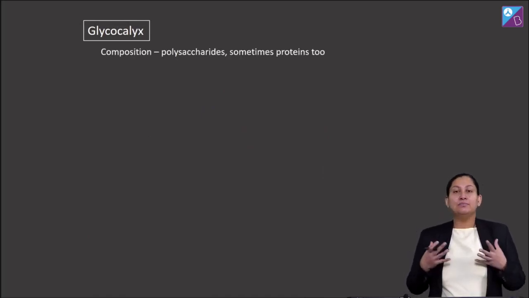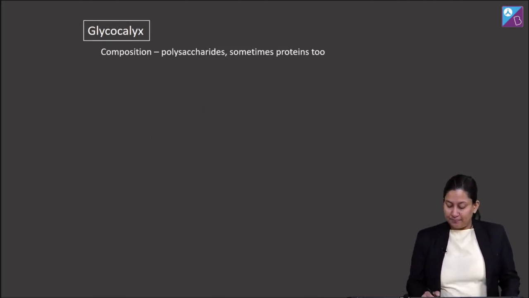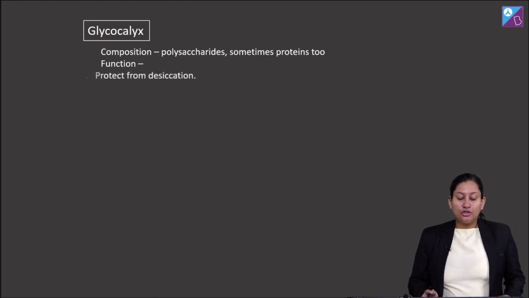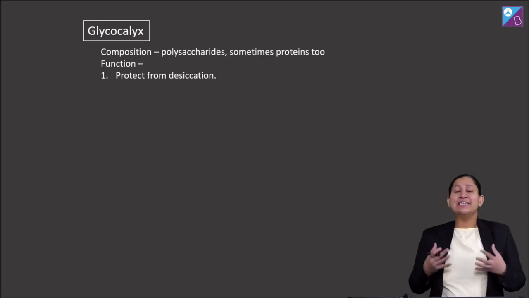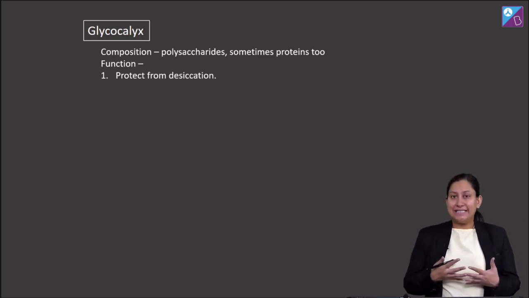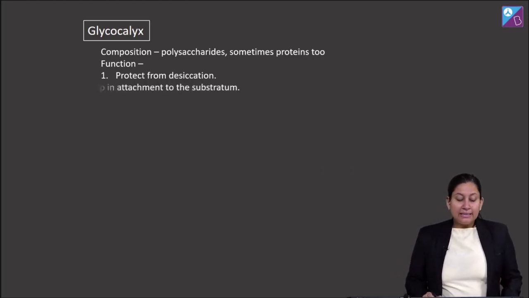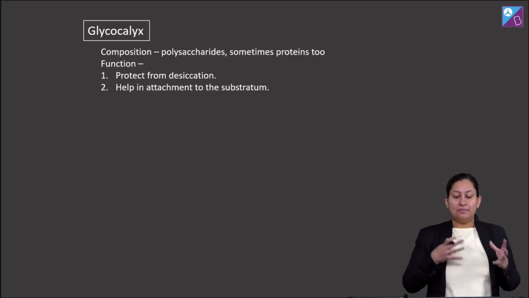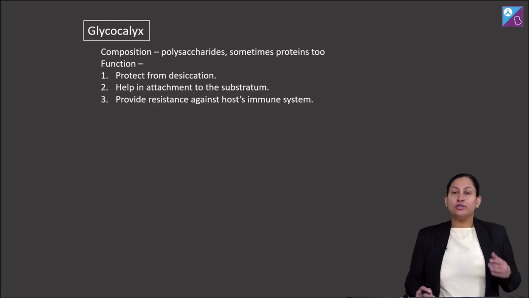So glycocalyx is majorly composed of polysaccharides, but sometimes protein is also a constituent. Now, its function is to protect the prokaryotic cell or bacteria from desiccation, as it is a very tightly bound or tightly knit matrix. So that is why it prevents the bacteria from dying in that inhospitable condition. Now, the second function is that it helps the bacteria in attachment to the substratum. Along with that, it also provides resistance against the host immune system.